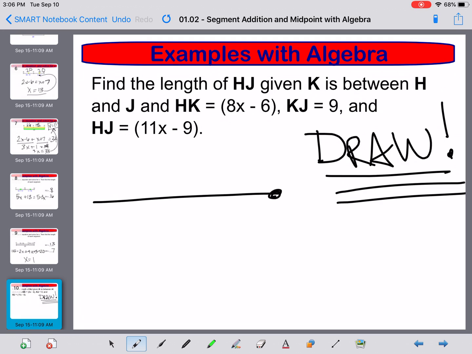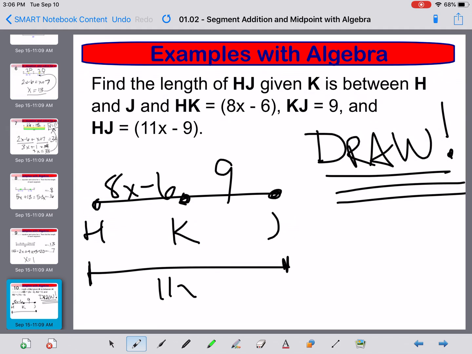So here, let's just make a drawing. Here's H, here's J, K is between them, but I don't know if it's in the middle, so I can't assume it's congruent. So I know that HK is 8x minus 6, KJ is 9, and the whole thing, HJ, is 11x minus 9. Now that I have that, I should be able to look at that, set it up, and solve.